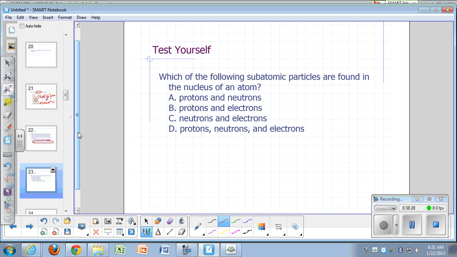So let's do a few clicker questions here. I think I have a few coming up. Which of the following subatomic particles are found in the nucleus of an atom? Okay, so protons and neutrons, protons and electrons, neutrons and electrons, or protons, neutrons, and electrons?